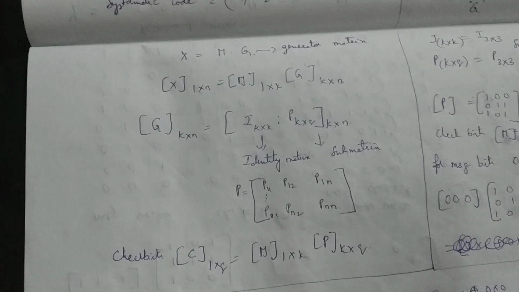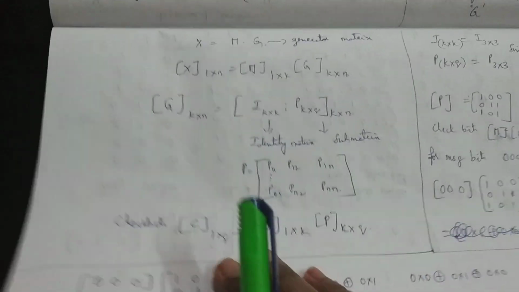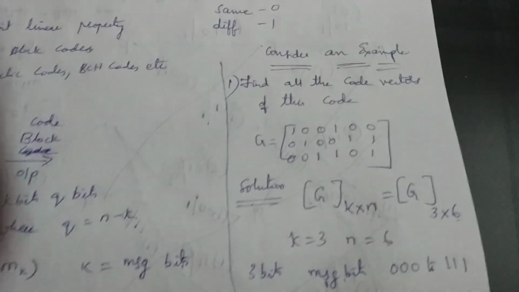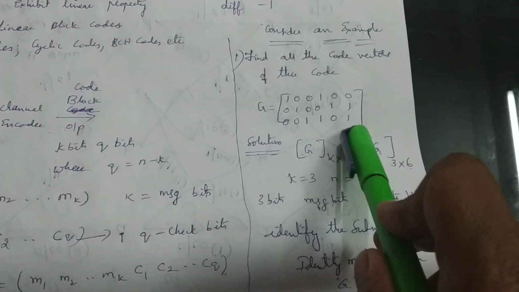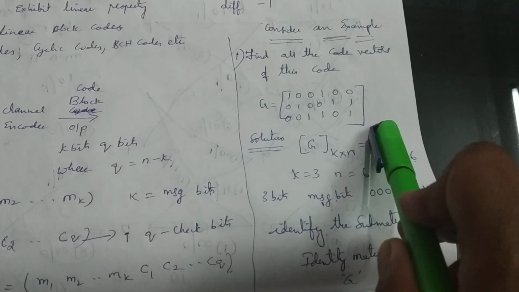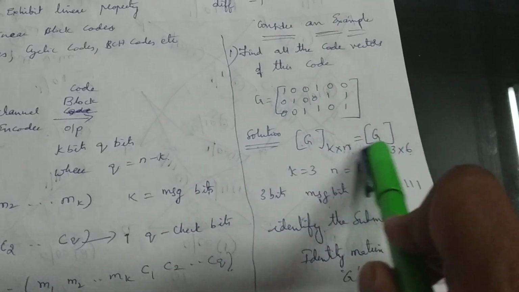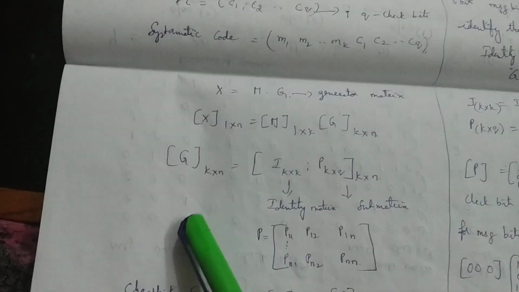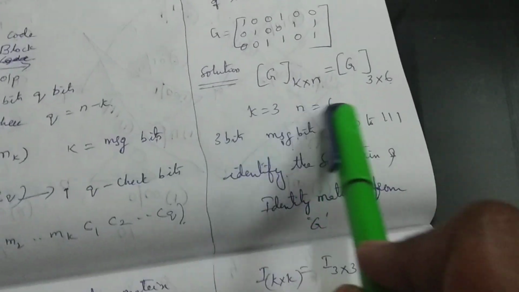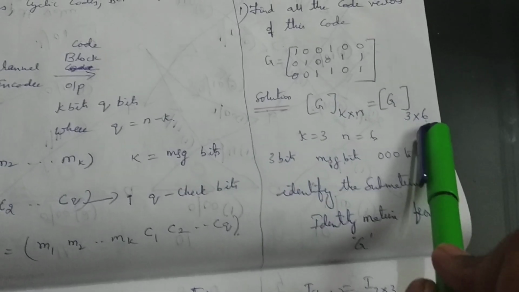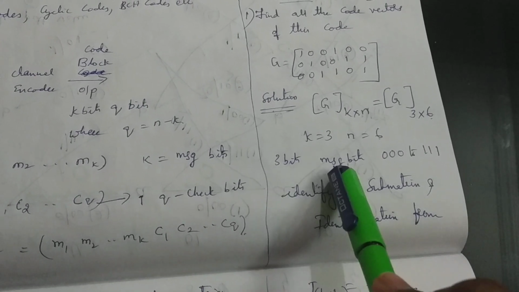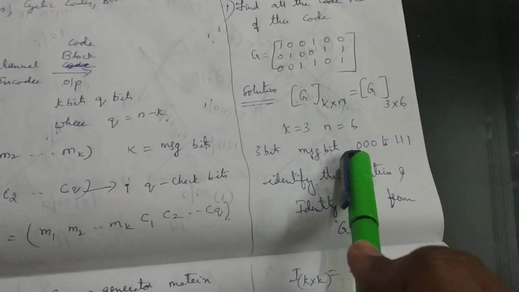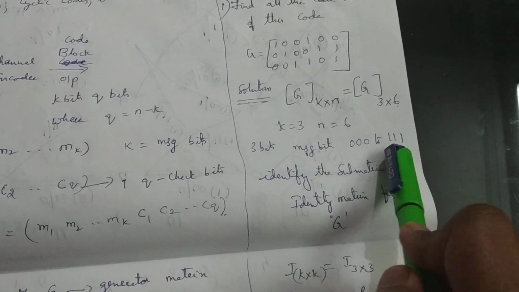Now let us see in detail, let us consider an example first. The example is: find all the code vectors of the code given the generator matrix. The generator matrix was given, which is of the order rows into columns, that is 3 into 6. As I already said to you, it is of the order k cross n. So here the generator matrix is of the order 3 cross 6, that means k is equal to 3 and n is equal to 6. So 3 bits are the message bits, and the possible messages are 000 to 111.